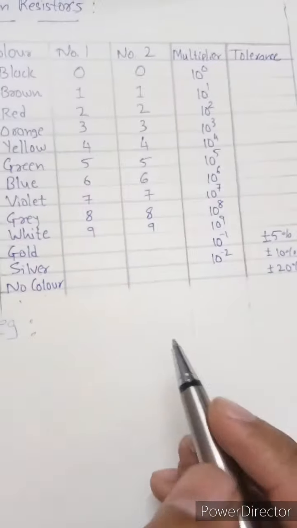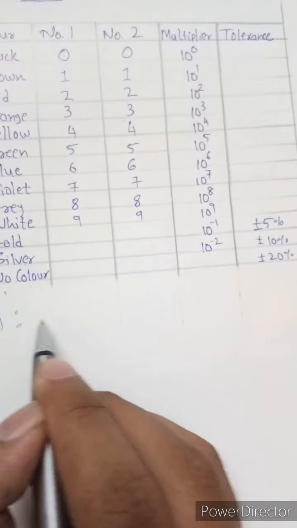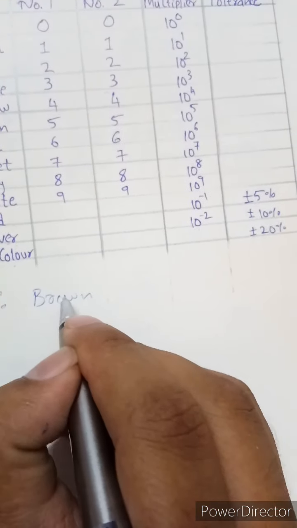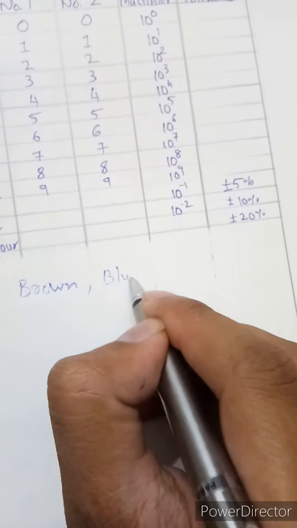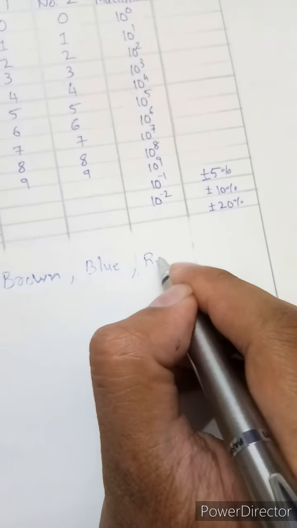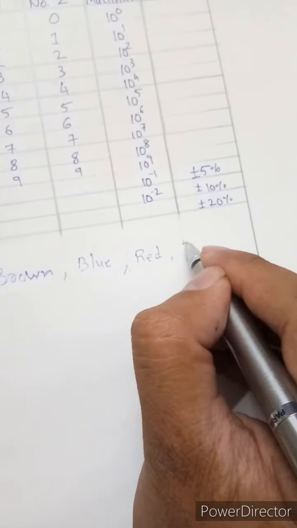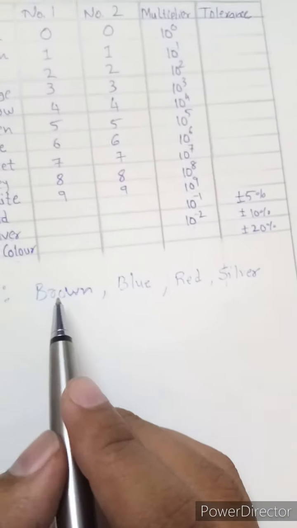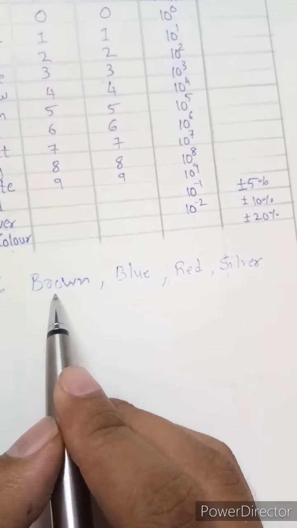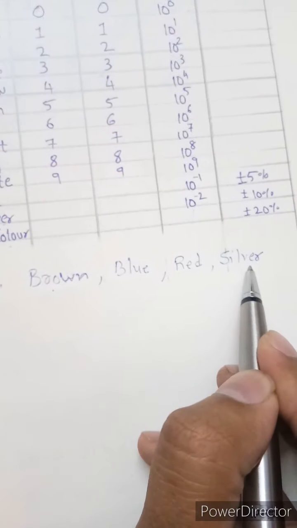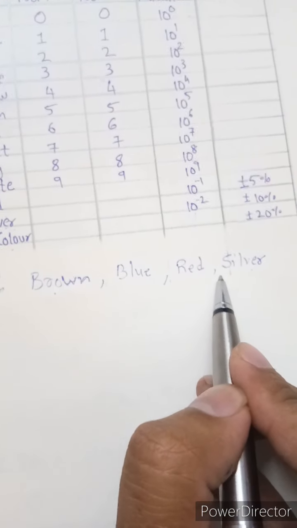Let a resistor have four colors. First color is brown, second color is blue, third color is red, and the next color is silver. So a four color resistor: first color brown, second blue, third red, and fourth silver. From these colors, how can you find the value of resistance?